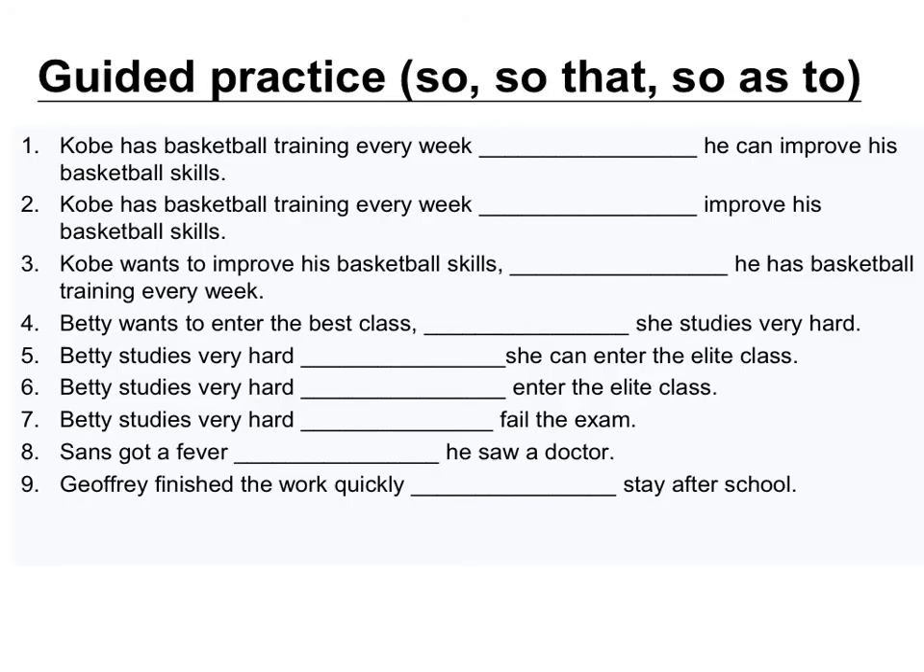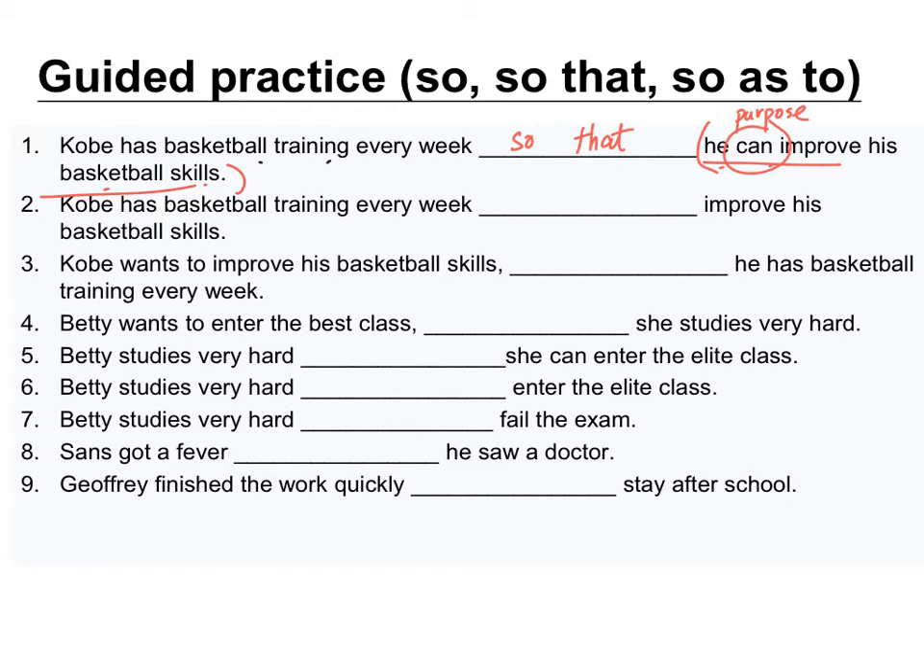Guided practice. Number 1. Kobe has basketball training every week. He can improve basketball skills. This is the purpose. And we have the pattern subject verb object, so we should use so that. I would like to highlight this modal verb can.